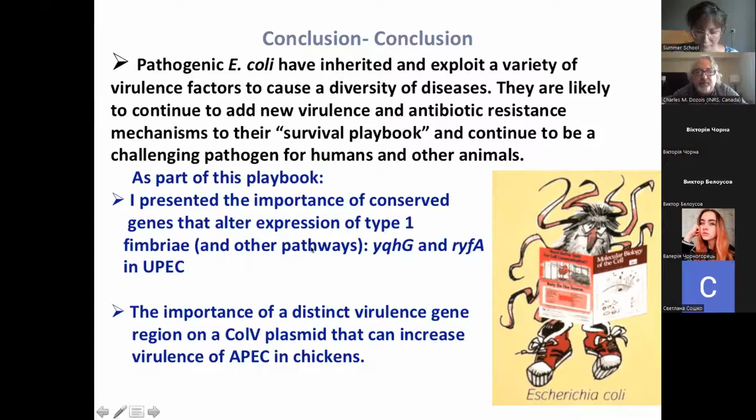And so as part of that playbook, the take-home message, I presented the importance of conserved genes as an example with regulators of type 1 fimbriae in urinary tract pathogenic E. coli, and also the importance of distinct pathospecific virulence genes on a transmissible plasmid that can increase virulence in poultry as well.